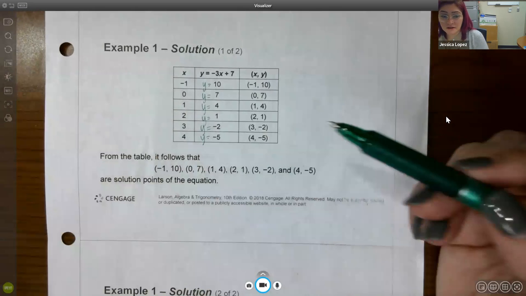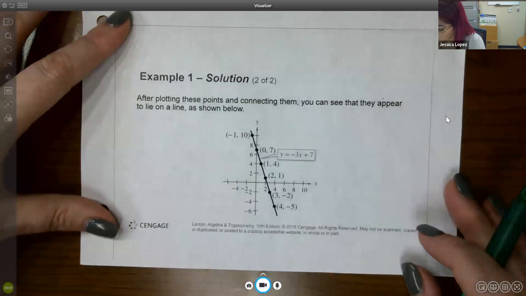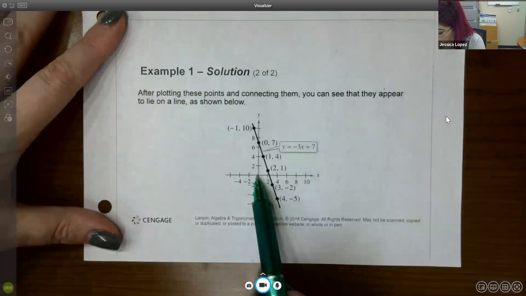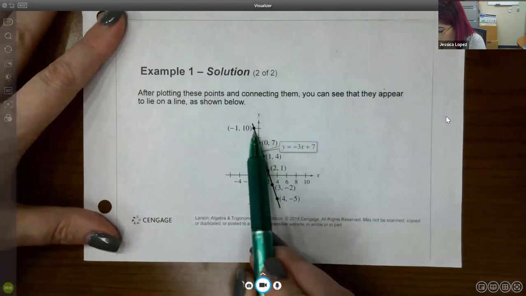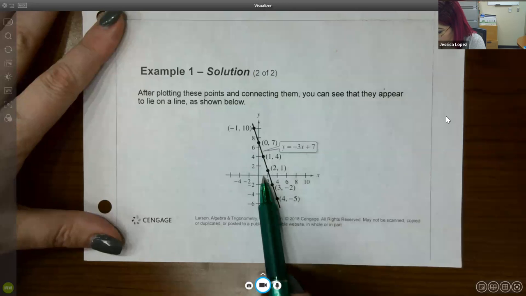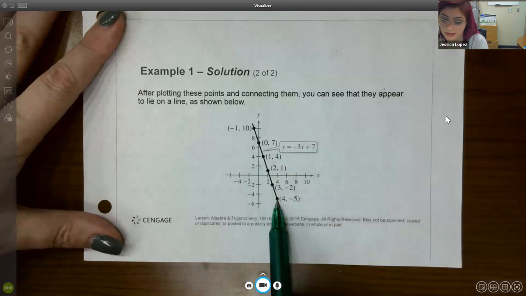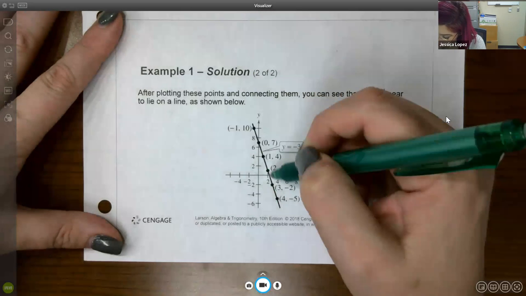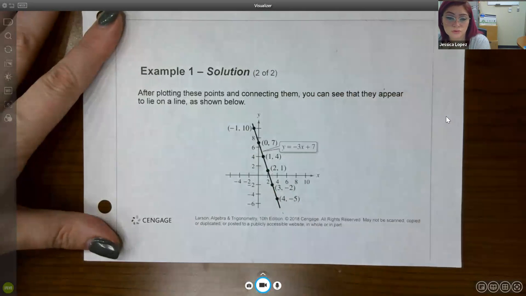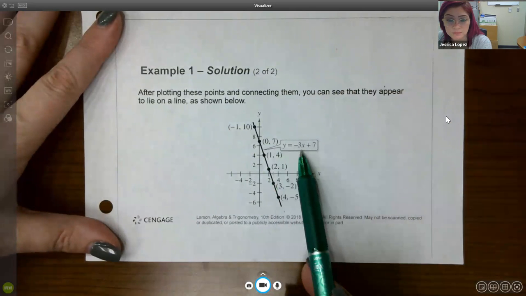And then if we plot all of those points, let's see what that looks like. If we plot the point negative 1, 10, that's up here. If we plot the point 0, 7, that's here. The point 1, 4 is here. 2, 1 is here. 3 and negative 2 is here. And then 4 and negative 5 is here. And then you just draw a line connecting all of those dots, and you have created the graph of the equation y equals negative 3x plus 7.